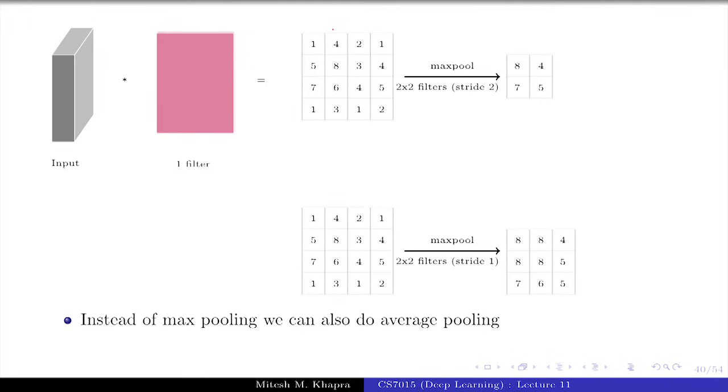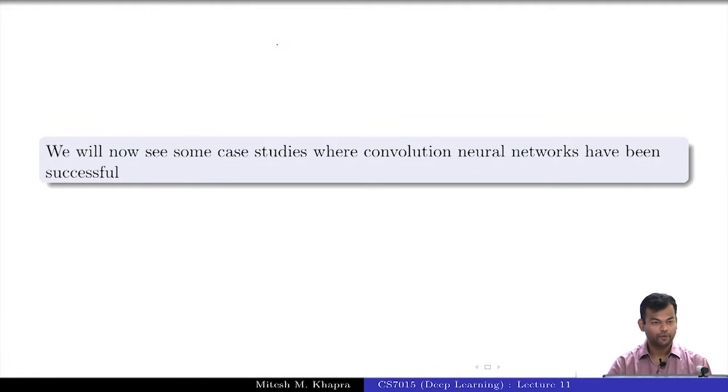And instead of max pooling, you could also do average pooling. That means instead of taking the max of these 4, you could take the average of these 4. Is that fine? So is the pooling operation clear and how it results in the reduction of the size of your input? Okay.